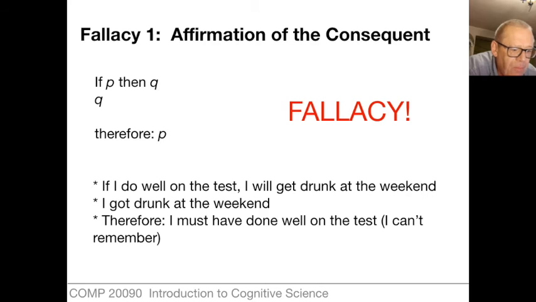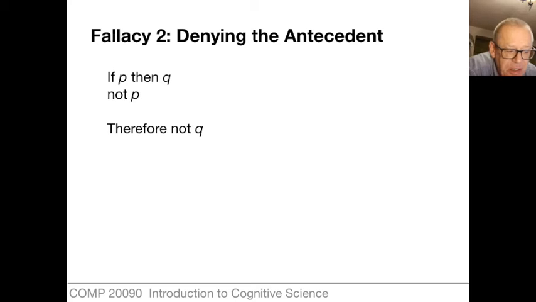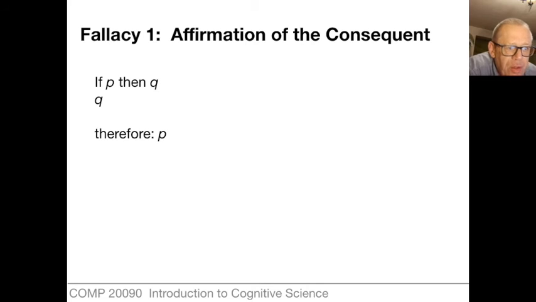Valid reasoning. So you may or may not have done well on the test. That doesn't say anything about whether you will get drunk at the weekend. So it's a flawed argument. Affirmation of the consequent is the first one. Denial of the antecedent is the second one. Where do these funny names come from? Well, let's look at the affirmation of the consequent.